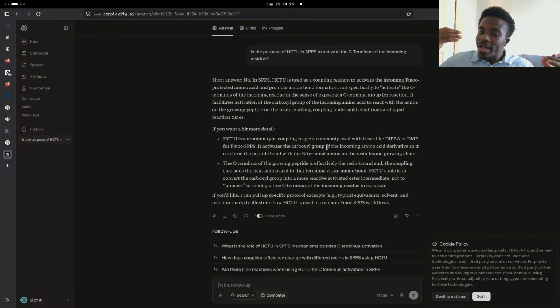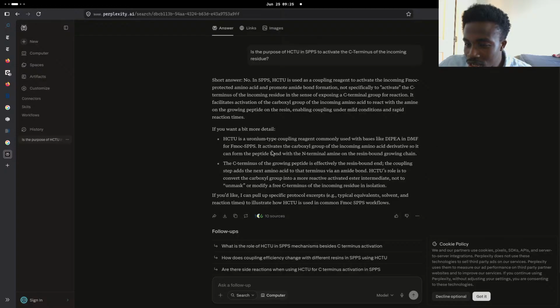Bro, this is exactly what I said. I literally asked, and it's saying no, but yes. This is why I can never really trust AI when you're studying, man. I literally said, is it the purpose of HCTU in SPPS to activate the C-terminus of the incoming residue? Short answer, no.